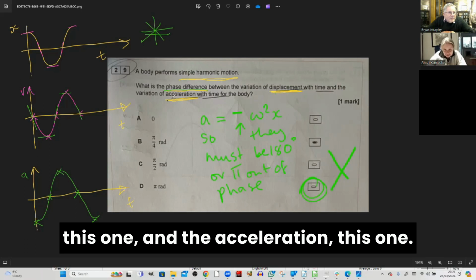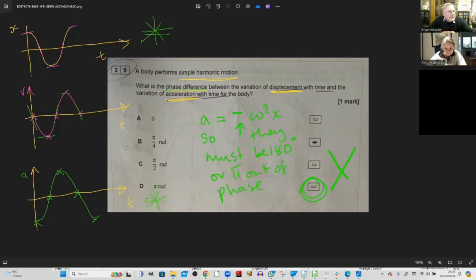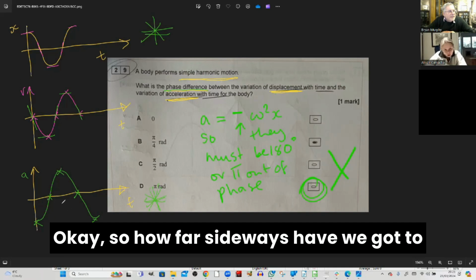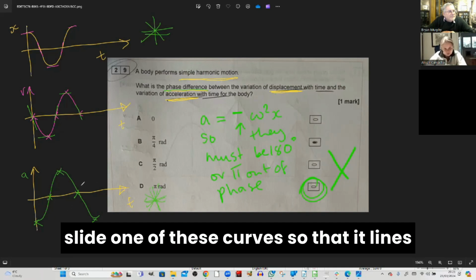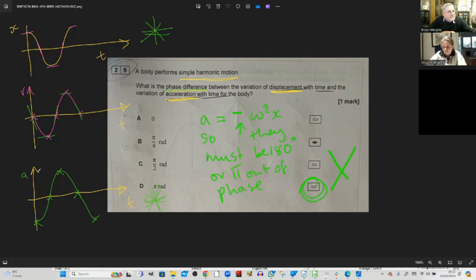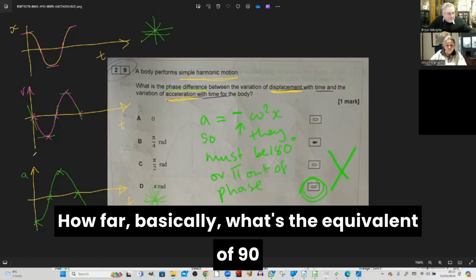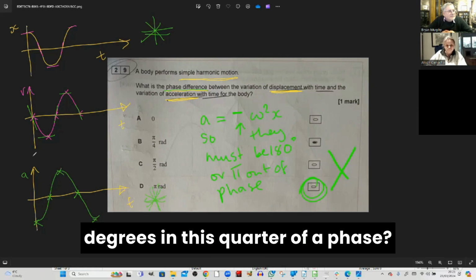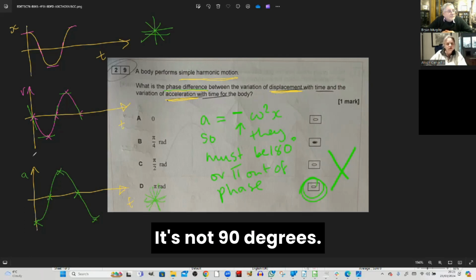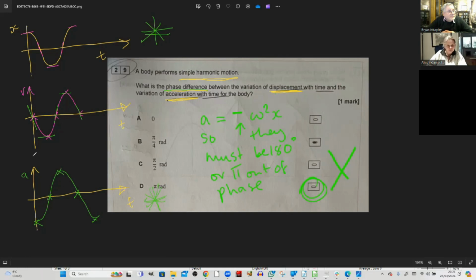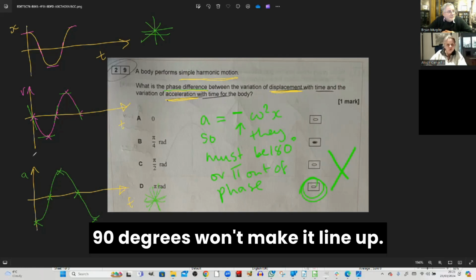Okay, so now what we want is the phase difference between the displacement, this one, and the acceleration, this one. Right, so how far sideways have we got to slide one of these curves so that it lines up on top of the other one? How far? 90 degrees, basically. What's the equivalent of 90 degrees on this? A quarter of a cycle? It's not 90 degrees. 90 degrees won't make it line up.